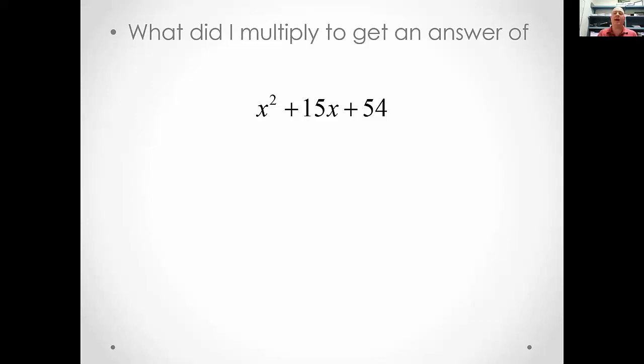Once they do that, and a student will tell me, I have x plus 6 times x plus 9, then I can say, congratulations, you've just factored your first trinomial without being told how to do it. Then we can start the discussion of factoring trinomials.